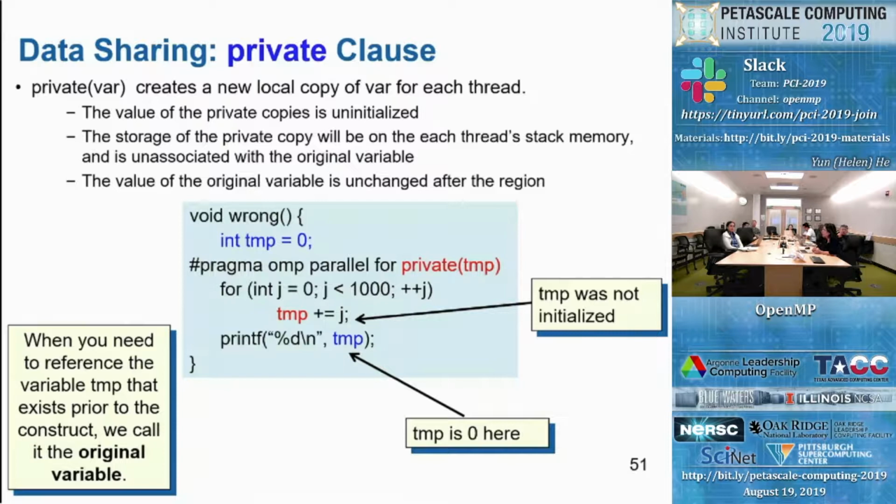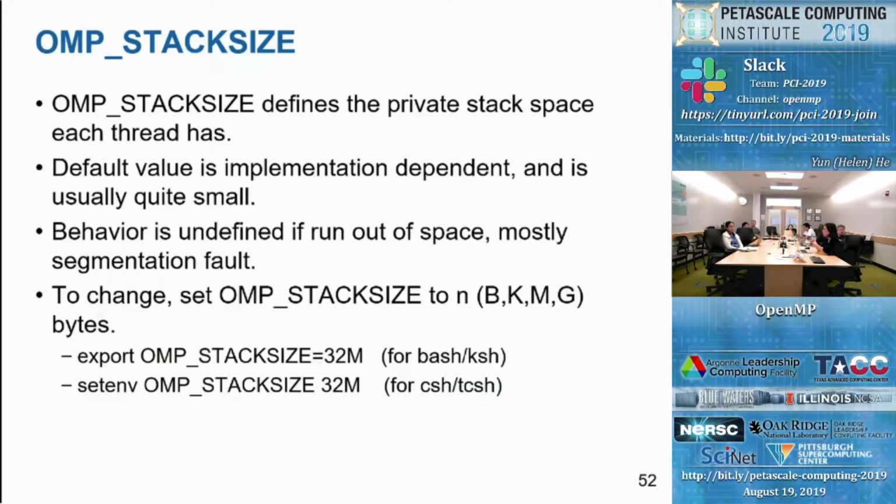As I mentioned, the stack is private. The private variable is owned by the thread, on that thread's stack memory. There's a default stack size, and sometimes it's not big enough. When you run it, mostly you will see a segmentation fault. The first thing you want to try when debugging this is to increase your stack size, because usually it's too small. You would set it to give each thread enough stack space to work with its private variables. Next slide, please.